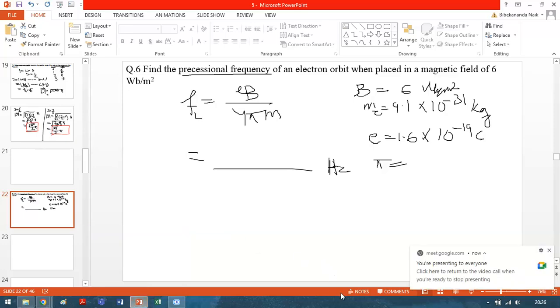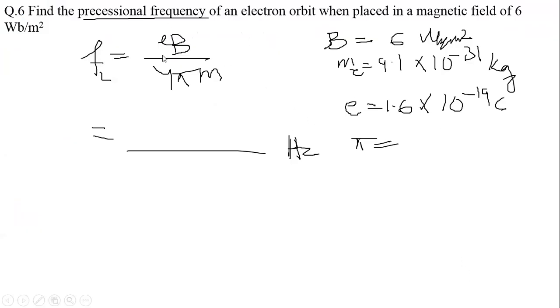So if we calculate all these values, if we put and calculate the value of the precessional frequency in the external magnetic field, then we get the value as 8.4 into 10 to the power 10 hertz. So if we apply an external magnetic field, then the precessional frequency will be 8.4 into 10 to the power 10 hertz. So let's go to the next question.